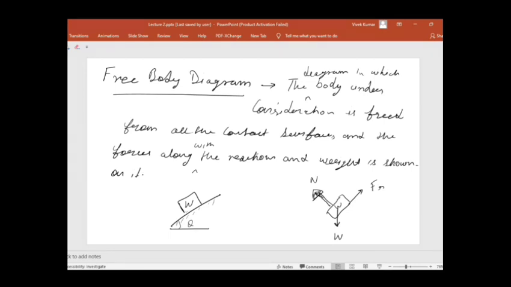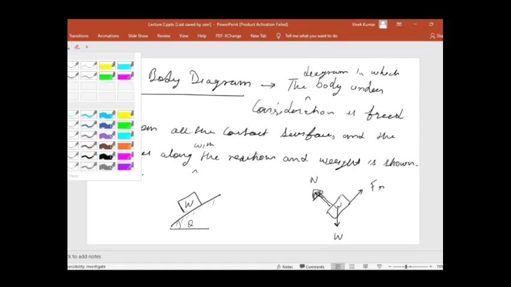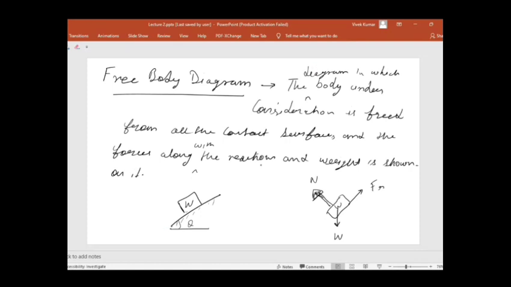नेक्स्ट जो सबसे इंपॉर्टेंट चीज है दैट इज फ्री बॉडी डायग्राम। सुना है आपने इसके बारे में पहले? 12th में आपने शायद फिजिक्स में सुना होगा। यस सर। जानते हैं फ्री बॉडी क्या होता है, बताइए। If the body under consideration is freed from all the contact surfaces and all the forces along with the reaction and weight are shown on the body, then that diagram is known as free body diagram.